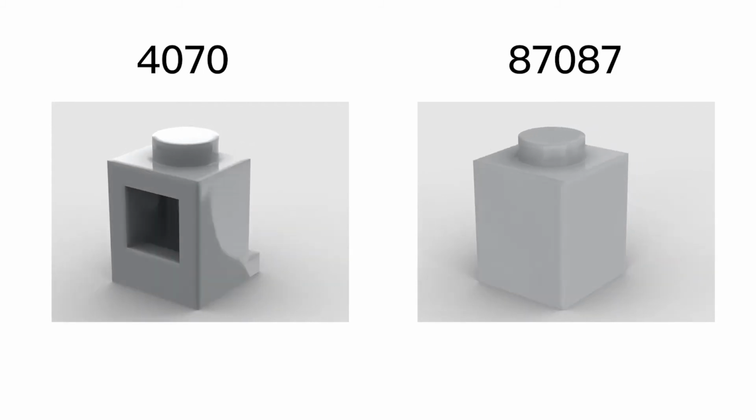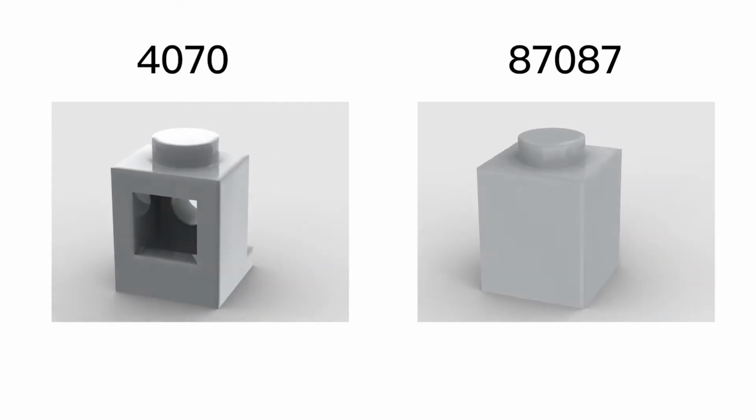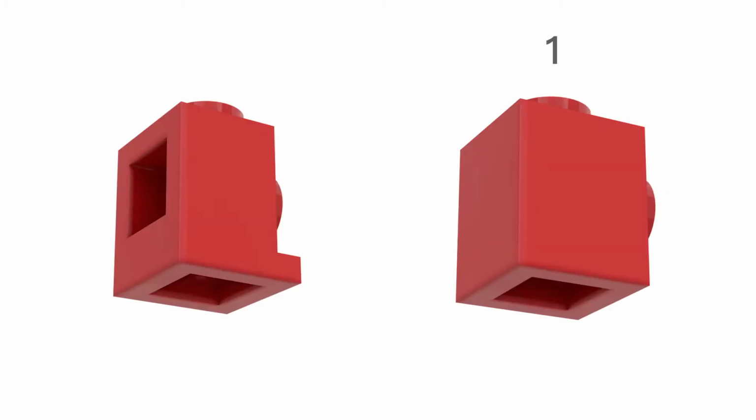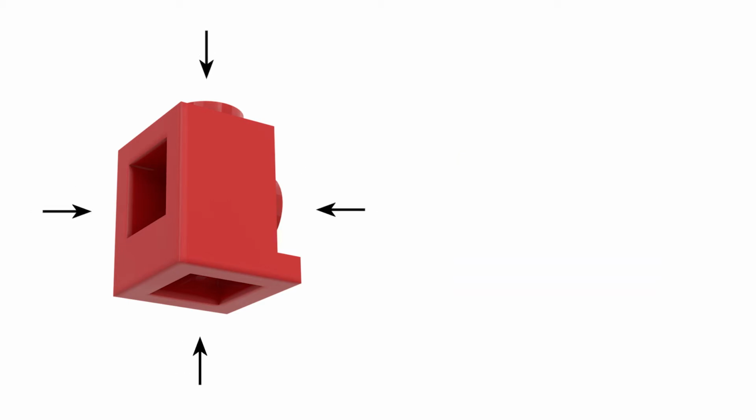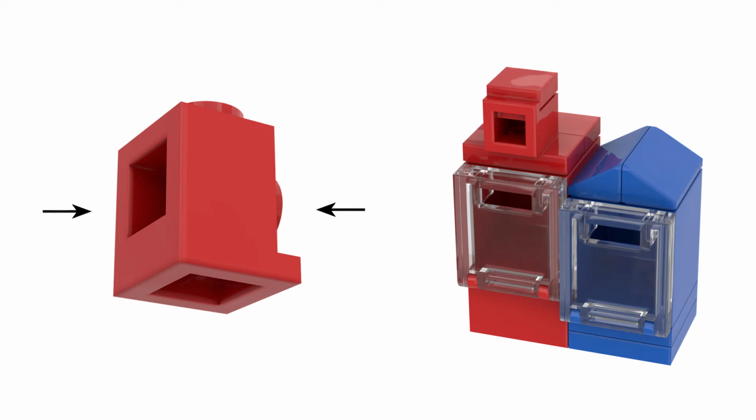Comparing 4070 and 87087, you will find that these two parts are different in two points. First of all, the part 87087 has one interface on the top and bottom, and one on the front. There is an additional interface on the back of the part 4070 which can be connected to other parts in four directions. You can connect other parts on the front and back of the part, and use the bottom interface to simulate the coin slot of a newspaper vending machine.